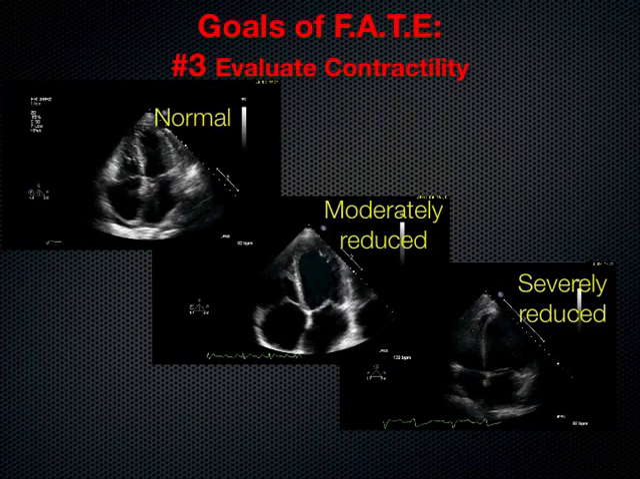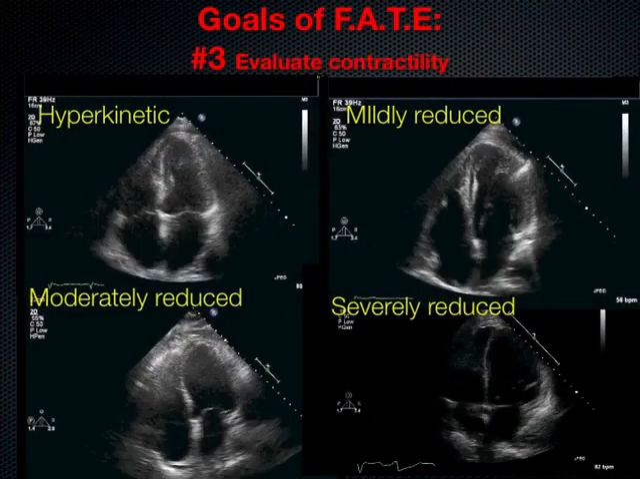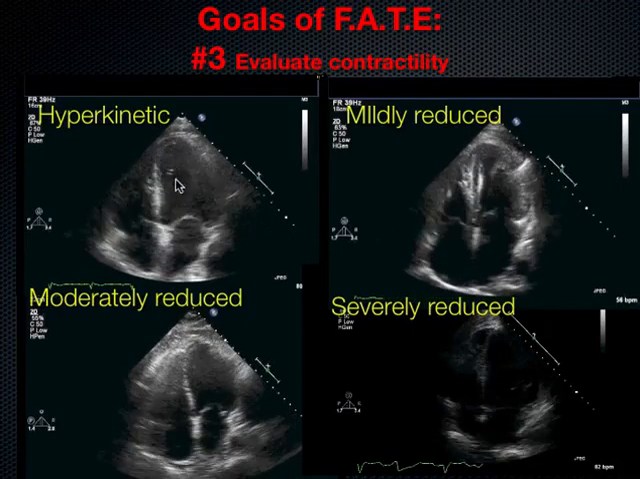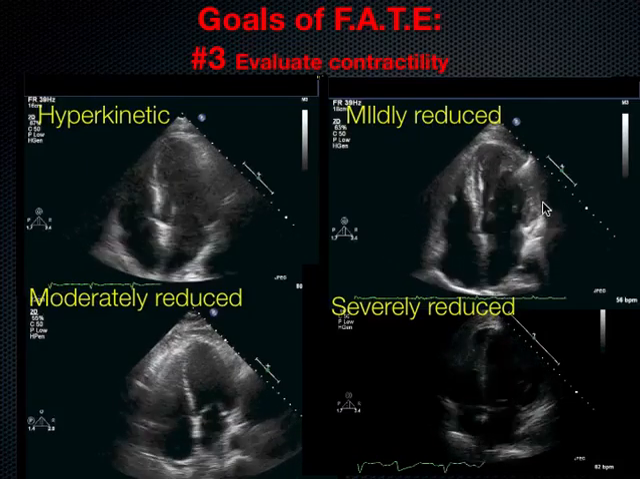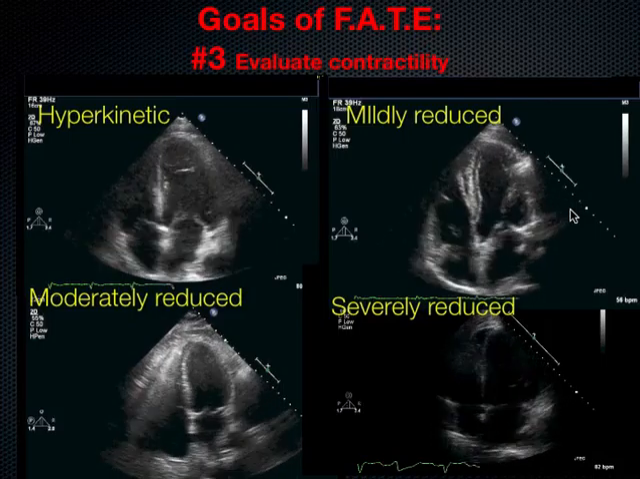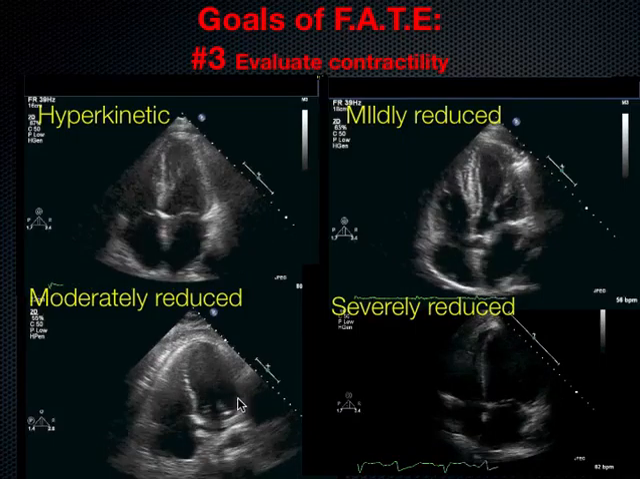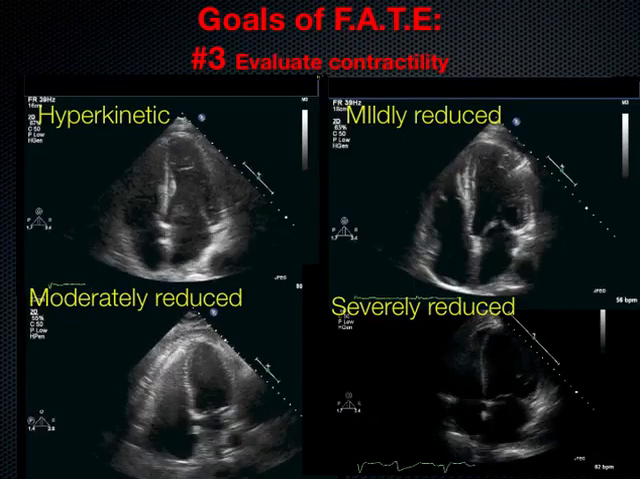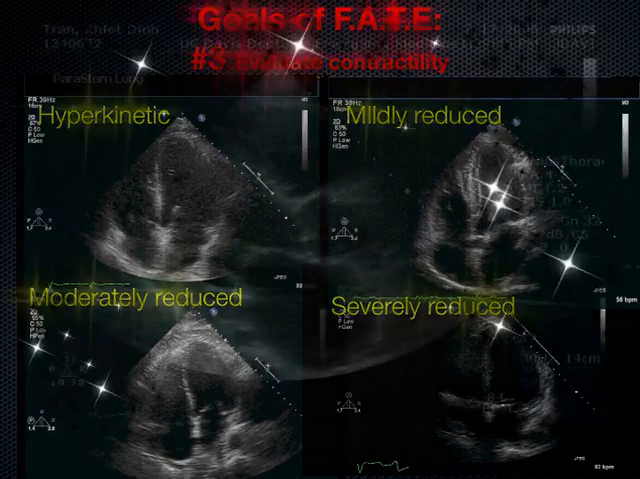next one is the next slide, which shows 4 versions here. This is a hyperkinetic heart. Again, the kissing walls of the heart there. This one is just mildly reduced. Still has a pretty good squeeze, pretty good change in chamber size between systole and diastole. This one's moderately reduced, not as much change going on there, and finally severely reduced. There's just not a lot happening there, beat to beat between systole and diastole.